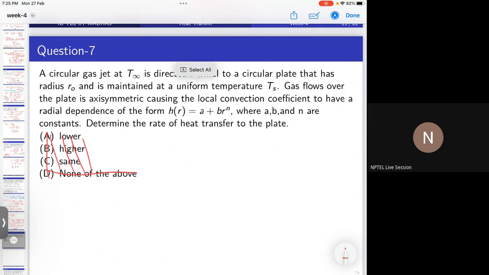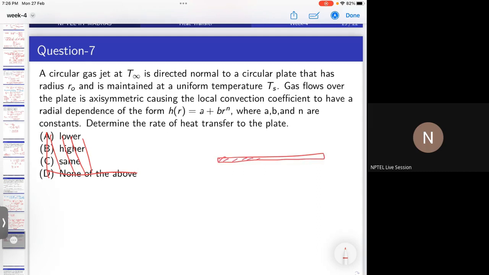In this question, have you got the answer? I have got it in the form of an expression. I integrated it. Yeah, let's see.